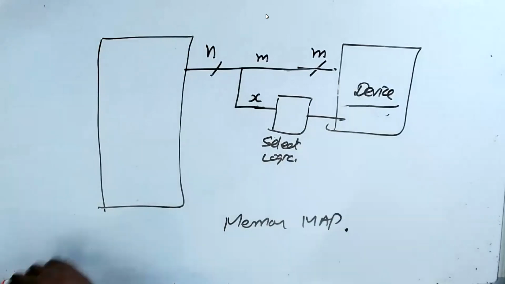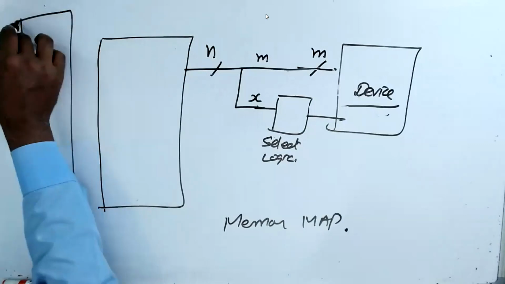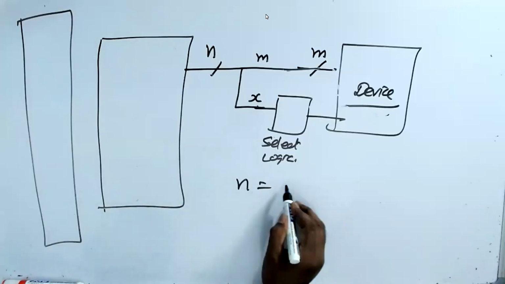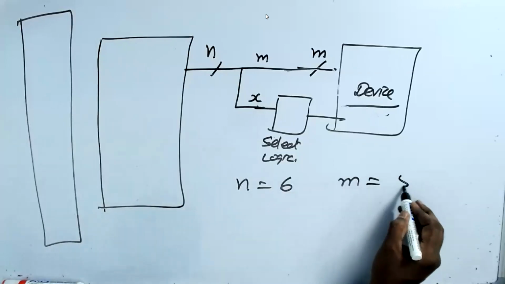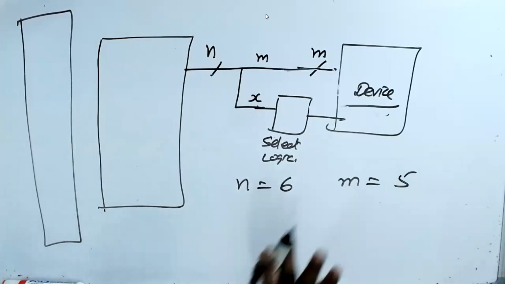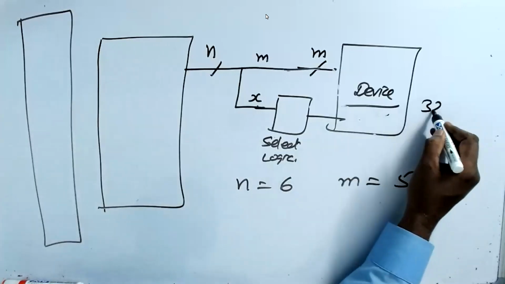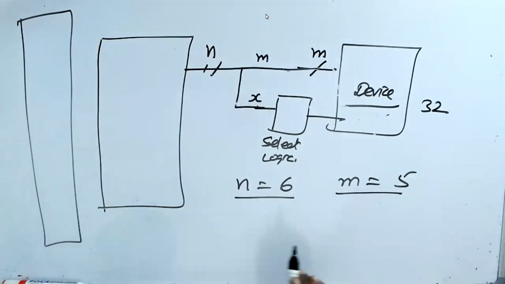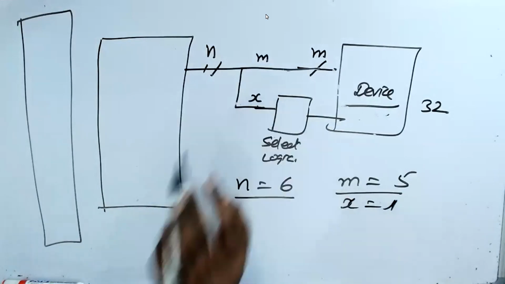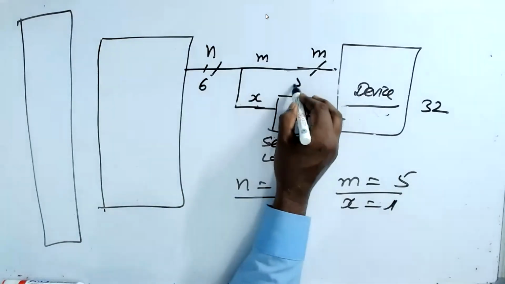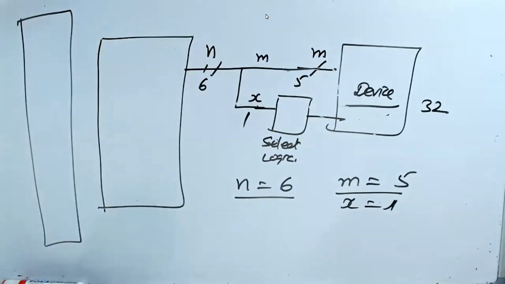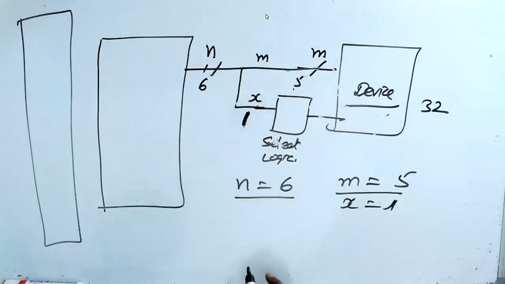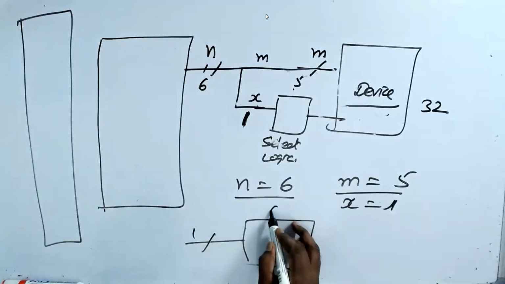You can put the device anywhere. Let us say I have a memory of a certain size. Right now, let us assume that N is equal to 6 and M is equal to 5. That means the memory is 2 power 5, 32 bytes, and the microprocessor has 6 address lines. So N is equal to 6, M is equal to 5, so X is equal to 1. 5 plus 1 is 6. Since I have only 1 bit for the name, the name can be 0 or 1.